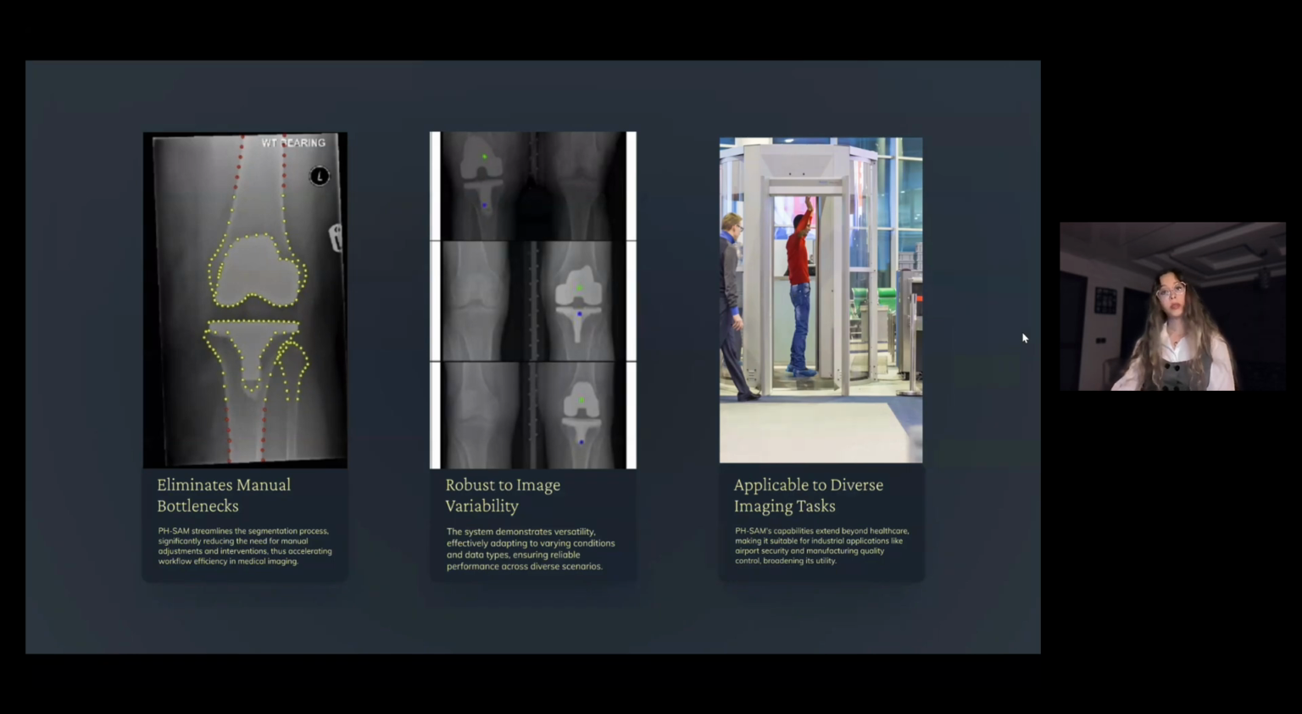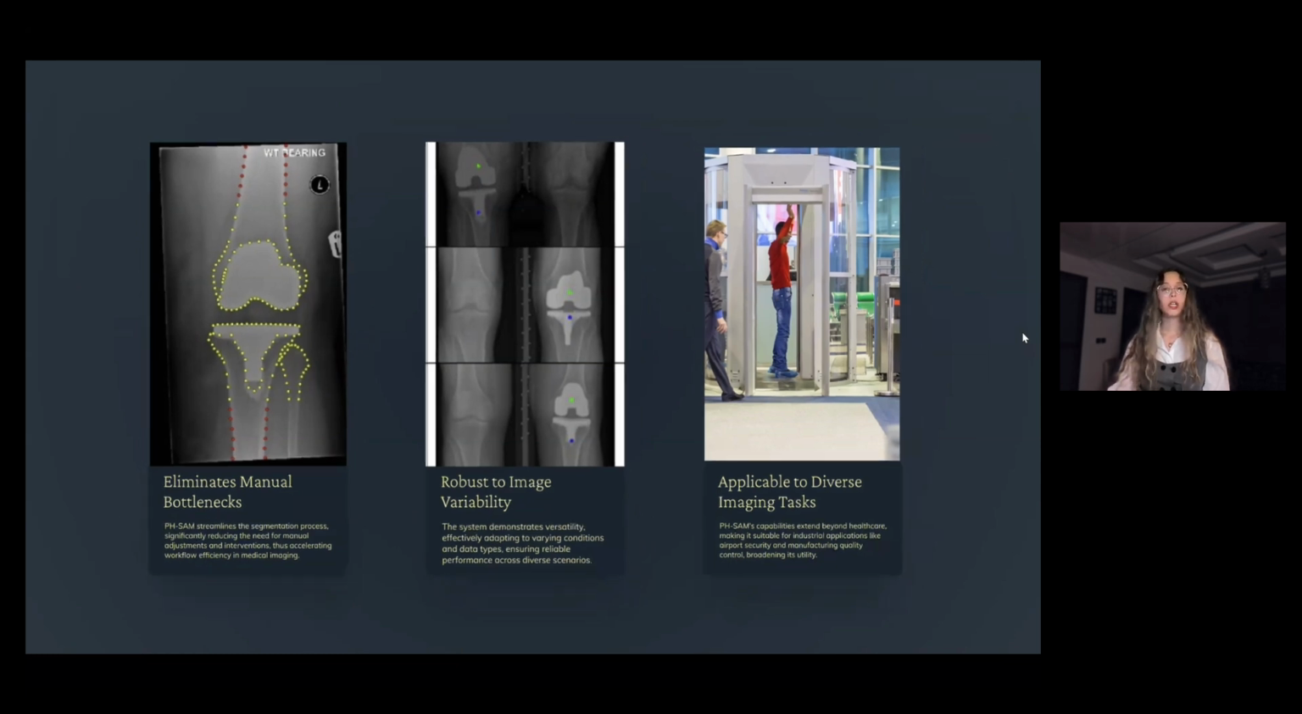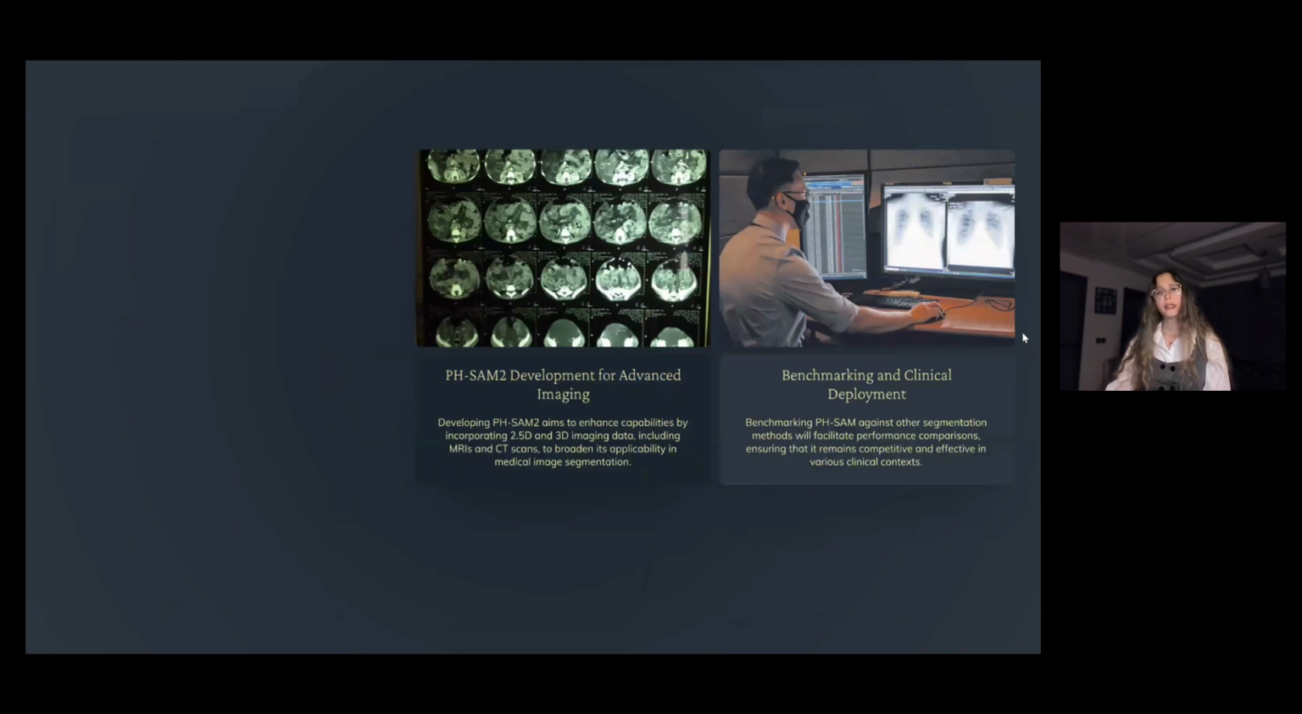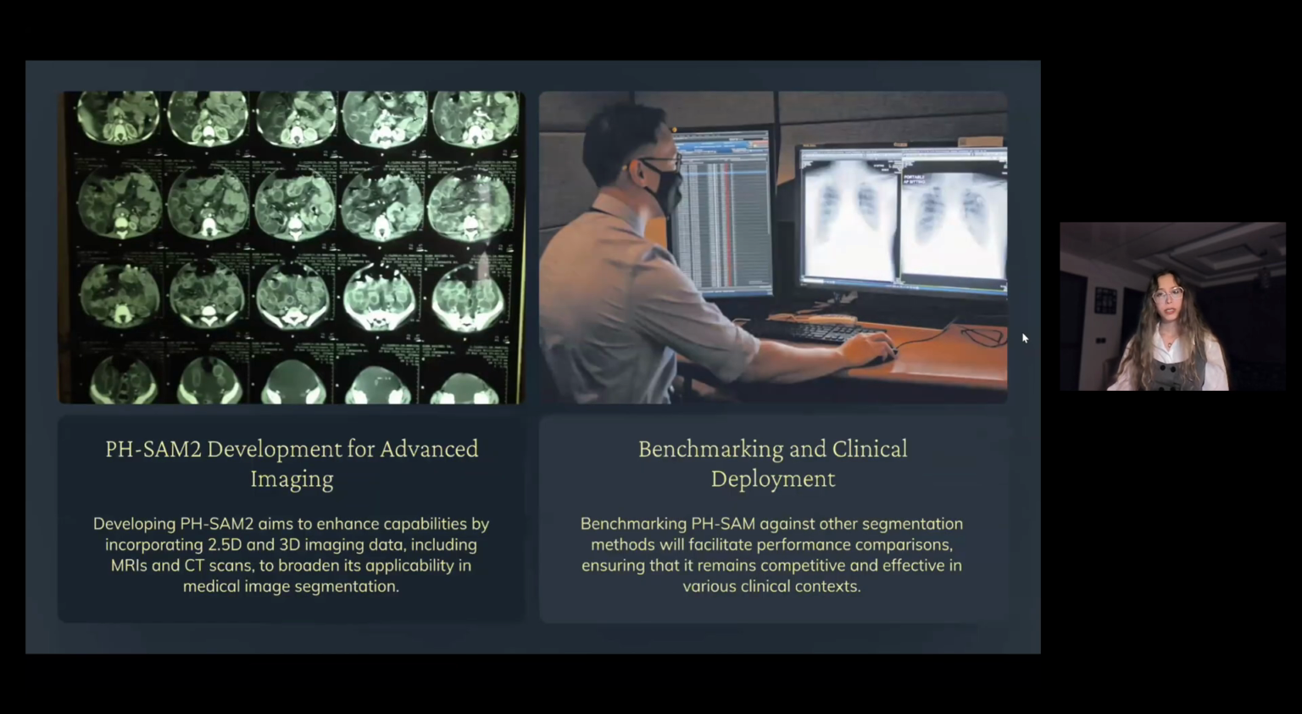So in conclusion, PHSAM provides a topology-aware zero-shot segmentation hybrid model that automates implant identification with no human input, no retraining, and state-of-the-art performance. Looking ahead, we plan to extend our model to PHSAM2, which will support 2.5D and 3-dimensional segmentation of volumetric datasets such as MRI scans and CT scans. We also plan to benchmark PHSAM against other deep learning models in a unified evaluation framework.